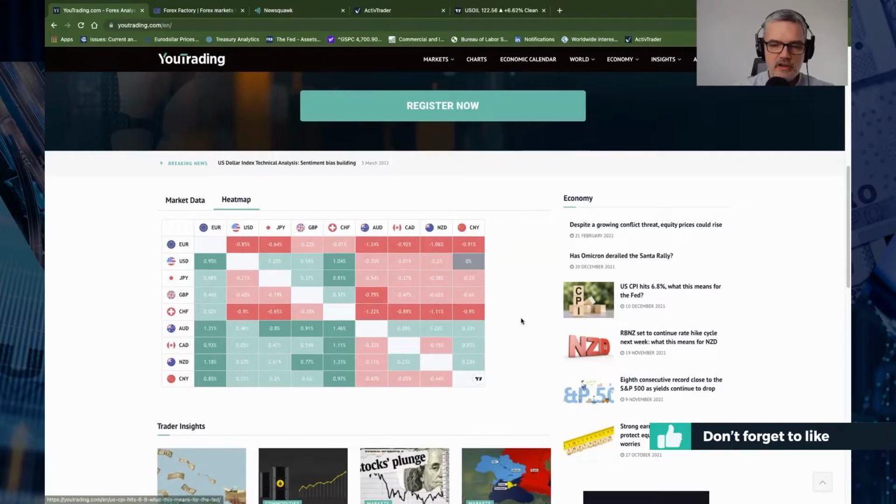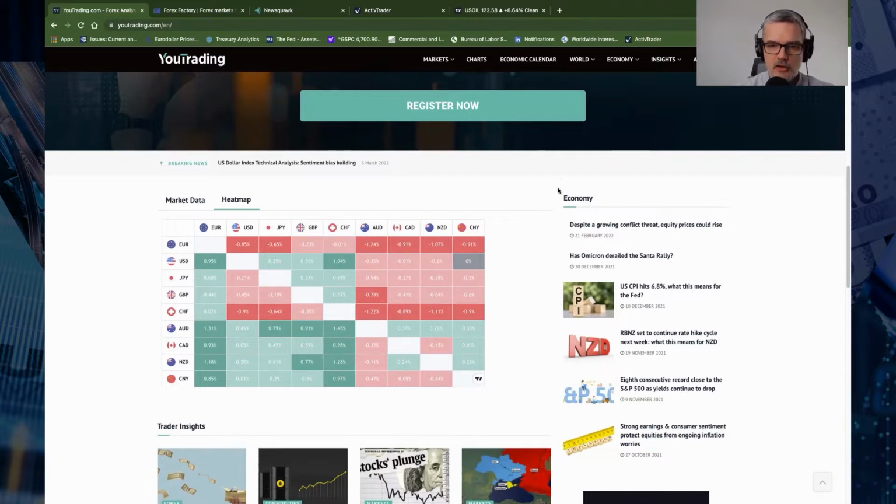Okay, we can start with the YouTrading.com Forex heat map. We can see here London session started with the bottom left-hand corner turning green, top right-hand corner turning red. So we're looking for moves into commodity pairs, maybe into equities, more of a risk on day than risk off. The US dollar is mixed, like down the middle.